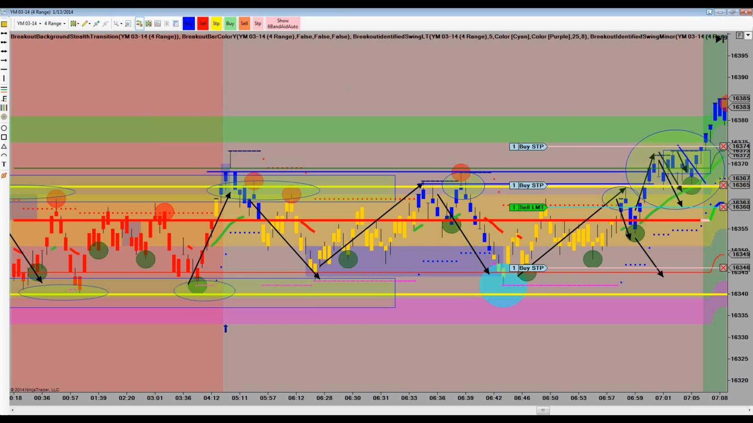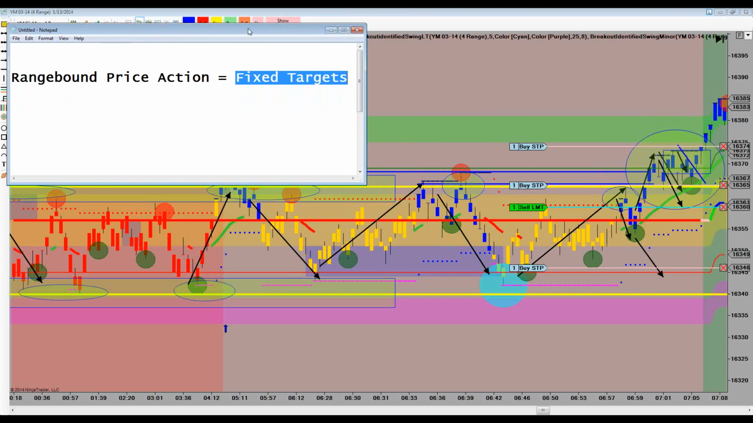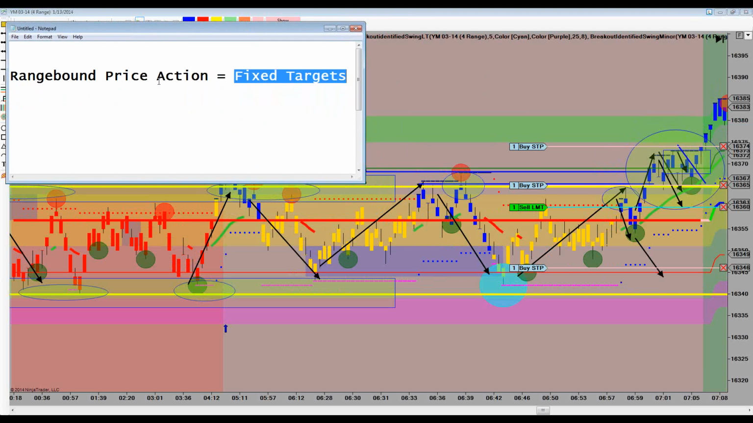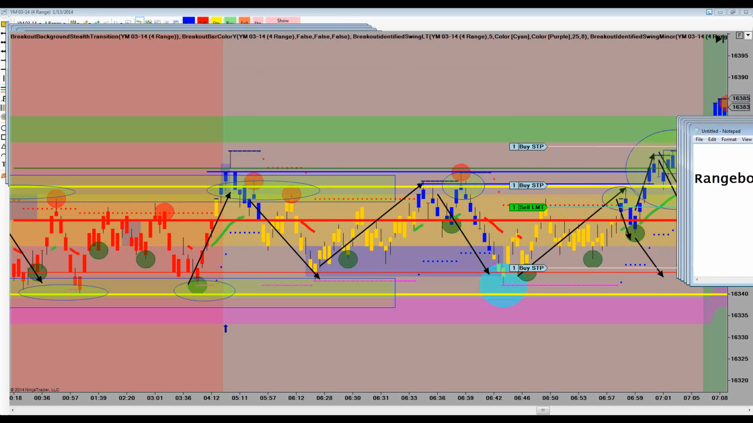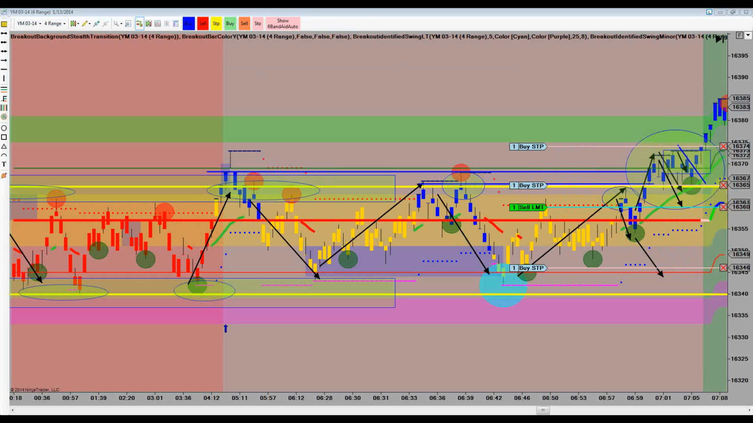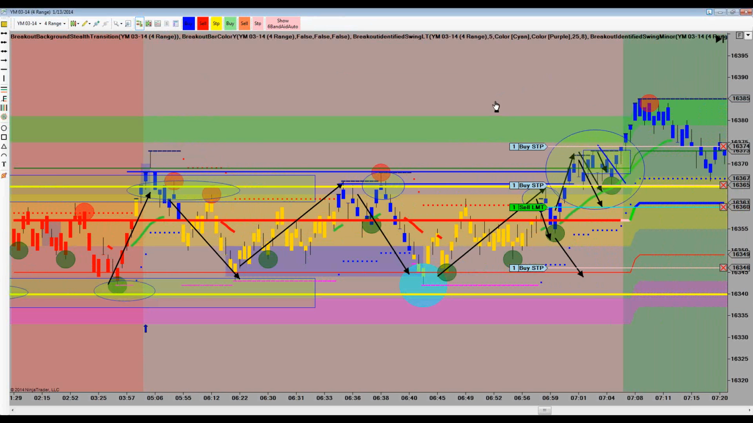All right, just to recap what we covered. When you find that the market is in range-bound price action, we're looking to trade fixed targets. We're not necessarily looking for runners. And we showed here how to do that, and when a market changes from range-bound to trending. In this case, it was up.